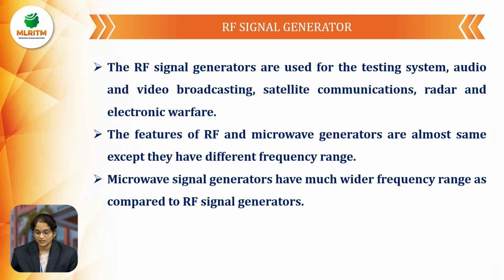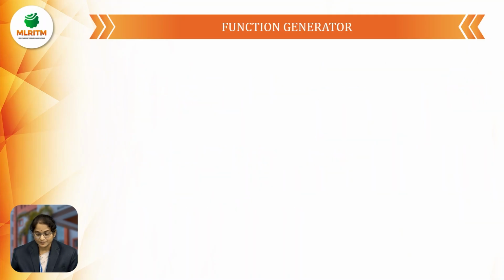The RF signal generator is used for testing systems, audio and video broadcasting, satellite communication, radar and electronic warfare. The features of RF and microwave generators are almost the same, except they have different frequency ranges. Microwave signal generators have much wider frequency ranges compared to RF signal generators.